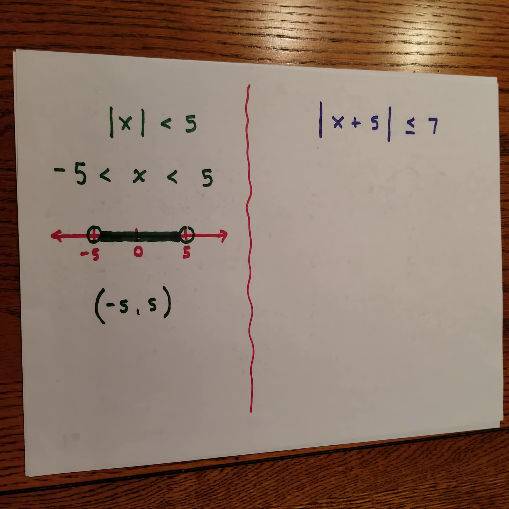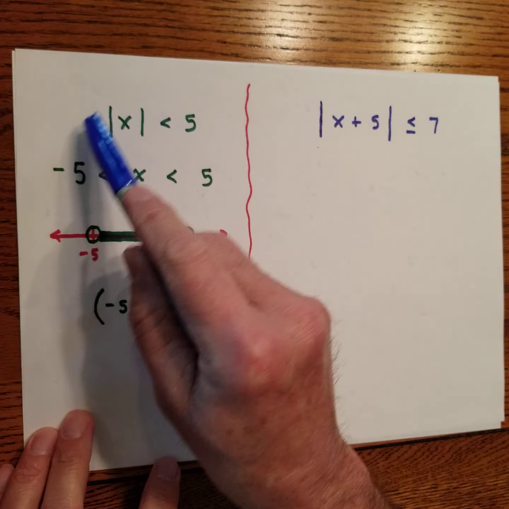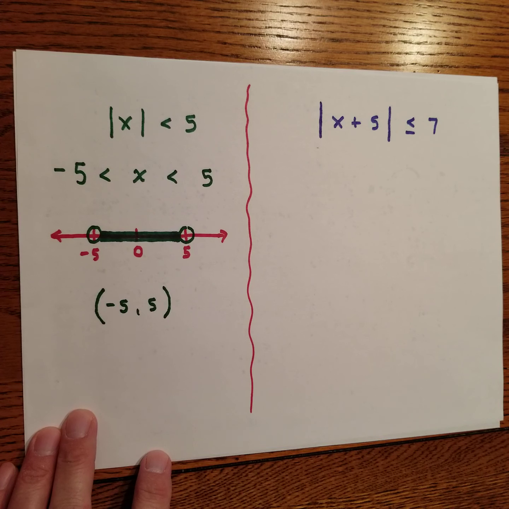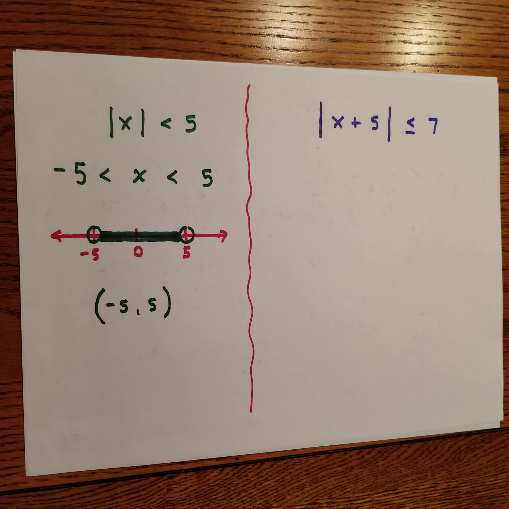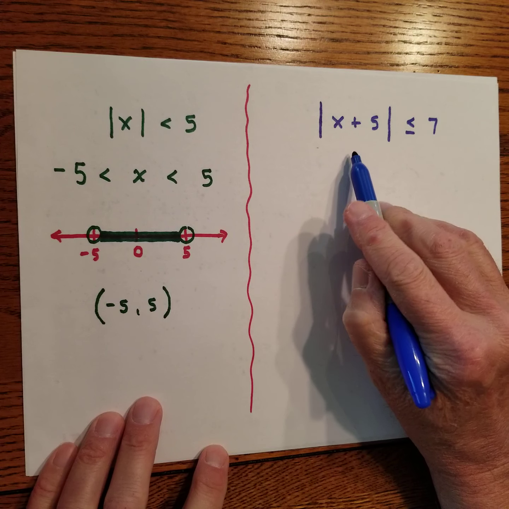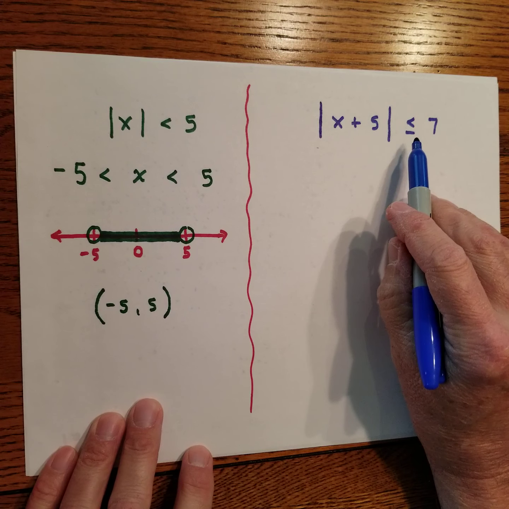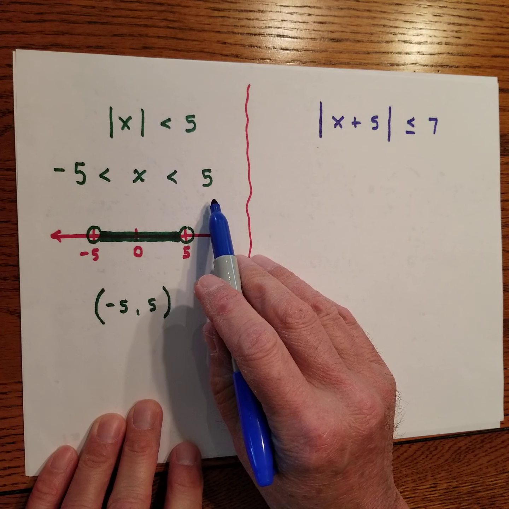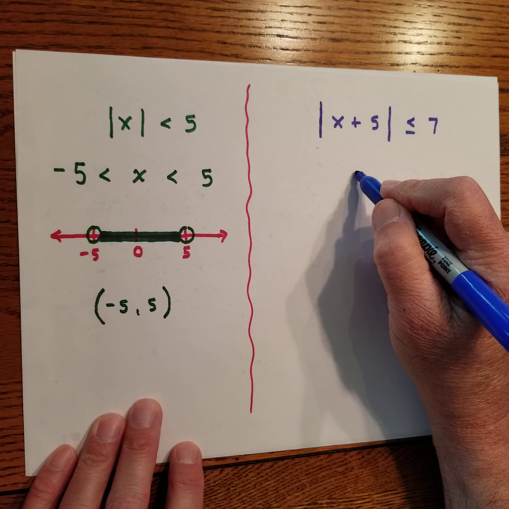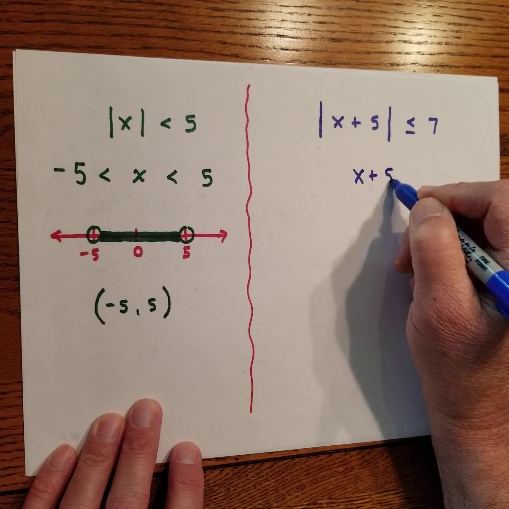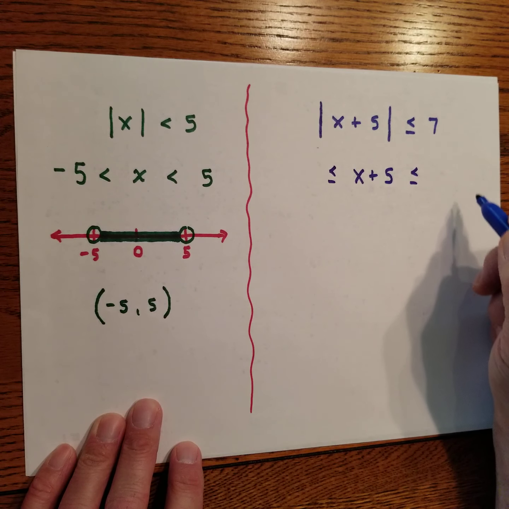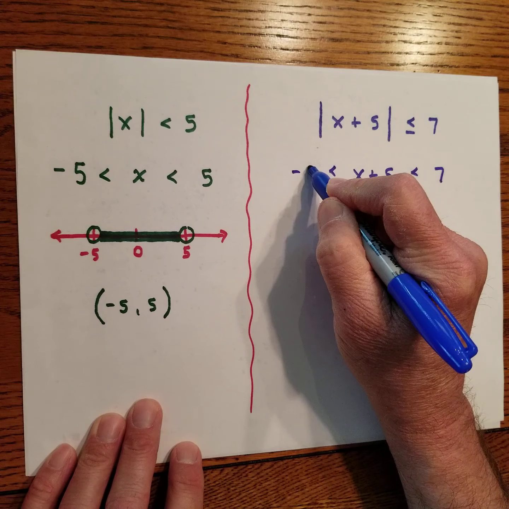Let's try a more complicated problem. I've got my basic example here. We'll keep that as notes and refer back to it. Here's what a homework problem might look like. First thing I notice is it's absolute value less than. Well, I know that absolute value less than becomes a between problem. Let's rewrite this as a between problem. I want x plus 5 to be between 7 and negative 7.